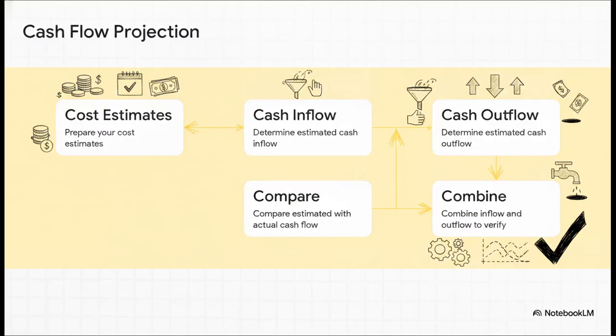And this brilliantly illustrates the exact steps you need to follow to build that projection yourself. Step 1. Prepare your cost estimates based on your schedule. Step 2. Determine your estimated cash inflow, what's coming into the bank. Step 3. Determine your estimated cash outflow, what's leaving the bank. Step 4. Combine those two to get your estimated cash flow. And then, absolutely crucial, Step 5. Compare that estimated cash flow with your actual, real-world cash flow to see if you're really on track.